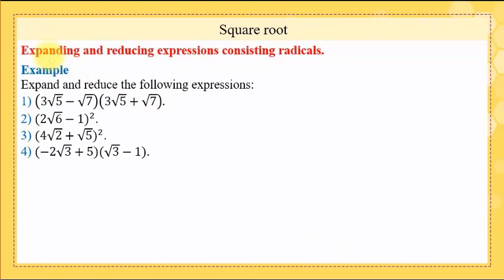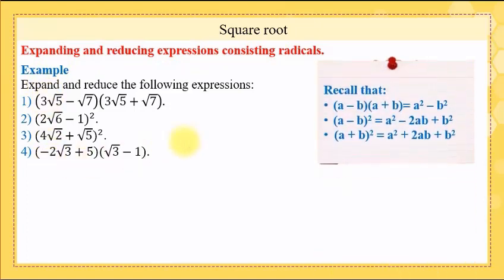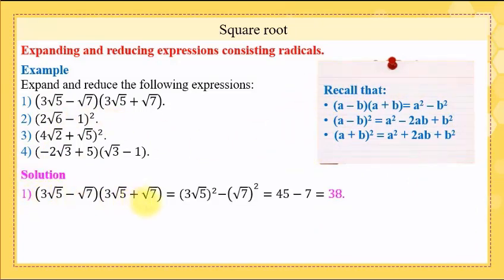Now, expanding and reducing expressions consisting of radicals. Let us expand the following expressions, and here we will use the remarkable identity rules. The first one we can expand according to the first identity: a minus b times a plus b equals a power 2 minus b power 2.